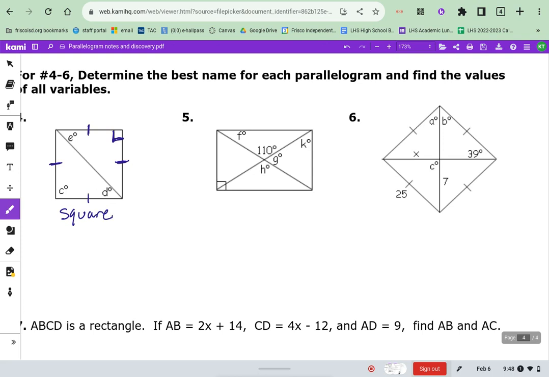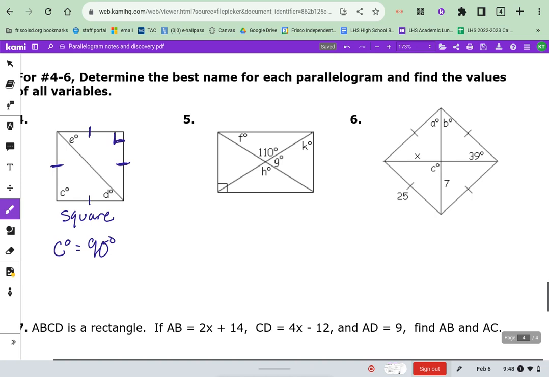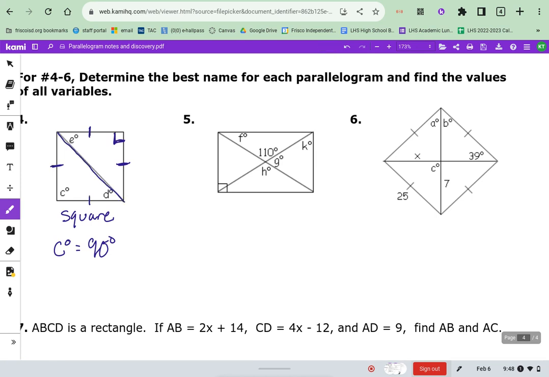Okay, so because it's a square, that's going to let me solve for C, because C is one of the corners, so C is 90 degrees. We also know that in squares, diagonals bisect angles, which, since this is a diagonal, that means that E is half of 90 and D is half of 90. So E is 45 degrees and D is 45 degrees.